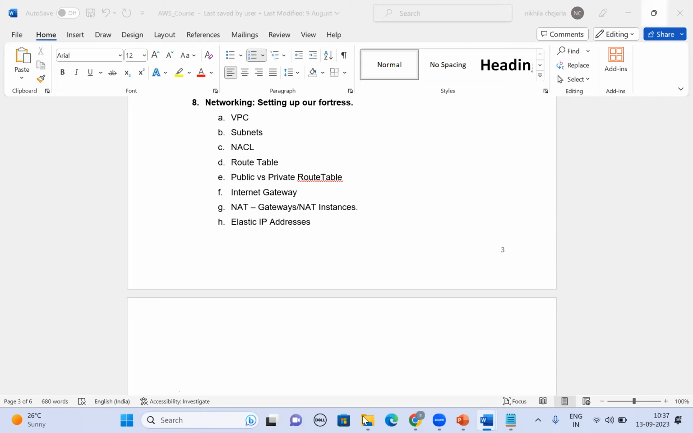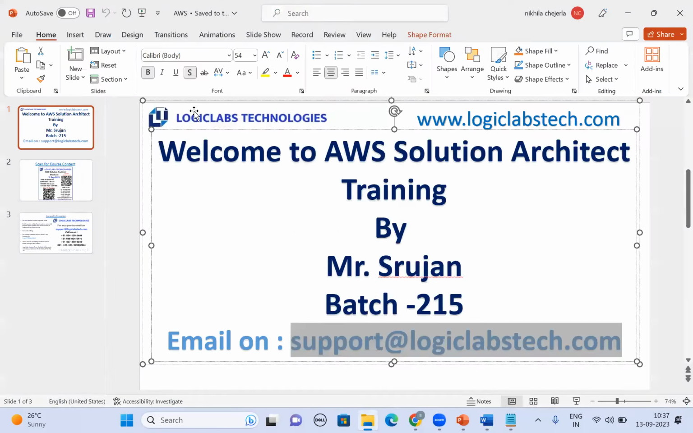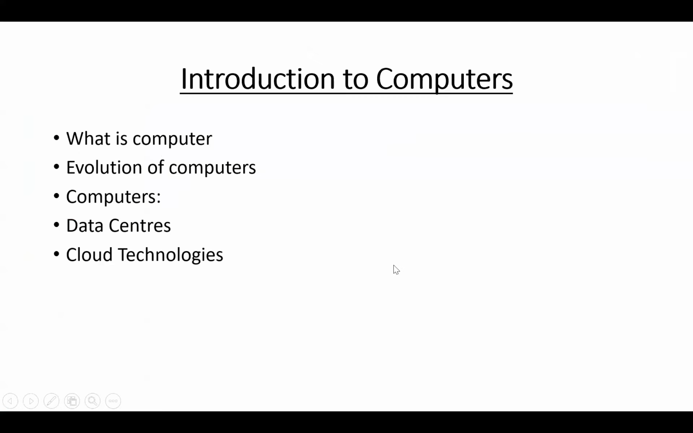So let me share one PPT so that we'll be able to understand it. It's a basic thing. Just for understanding, I am sharing it with you. So what are computers? How have computers evolved? How have computers and data centers evolved? What are cloud technologies and all? Right. So we will discuss this during the first four classes so that we all get settled with the words of computer and all.